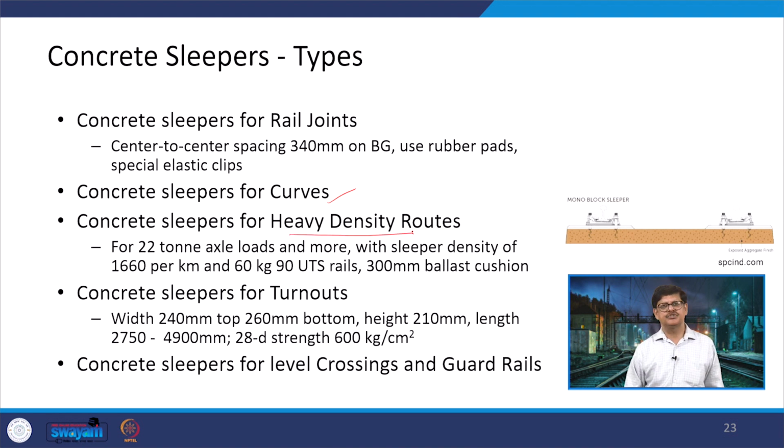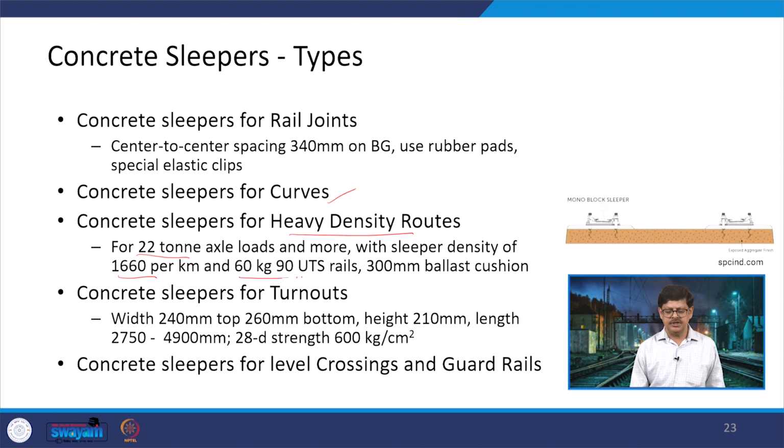Then in case of heavy density routes, we are talking here about 22 tons of axle loads on the rails, or it can be more than that. In this particular case, we are going with a sleeper density of 1660 per kilometer, as we discussed, for heavier loads. Even the values can increase to 1880 per kilometer, but we are sticking to 1660 per kilometer in our cases.